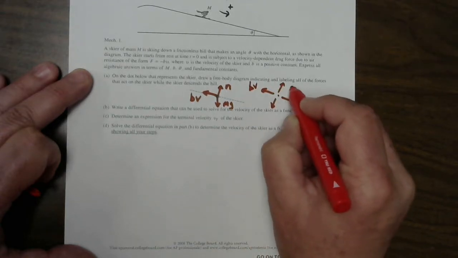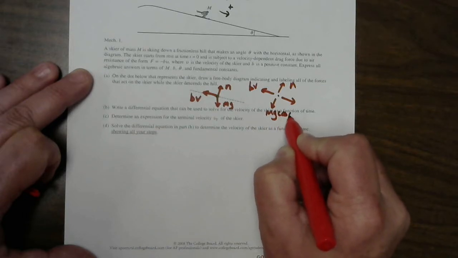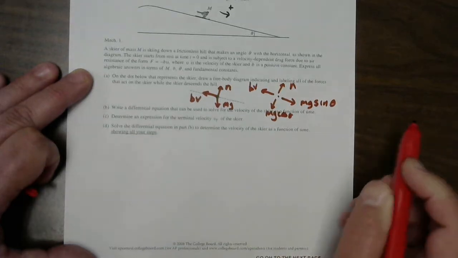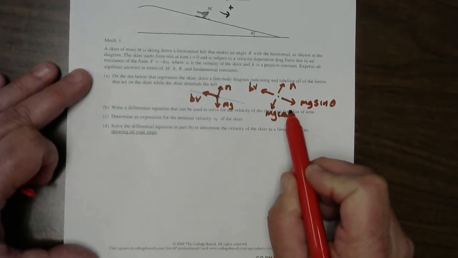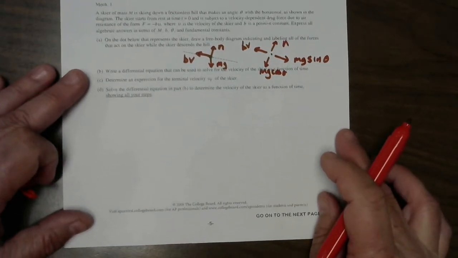So this one is bv, this one is the normal. This part is mg cos theta, and this one over here is mg sine theta. And once again, if you don't know that the sine theta portion is the portion that's pulling you down the hill, you need to go back and review your inclined plane problems.